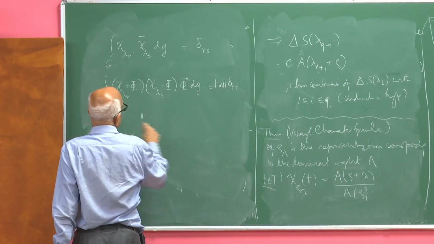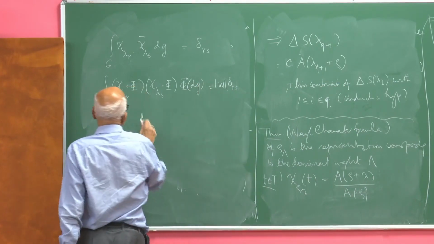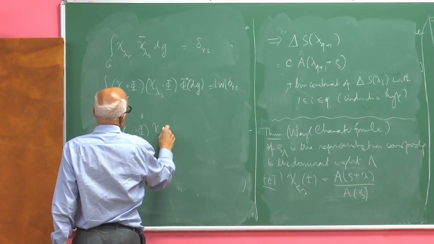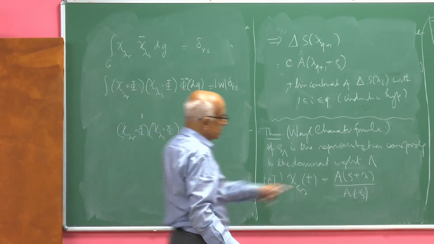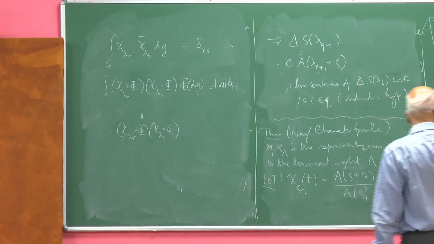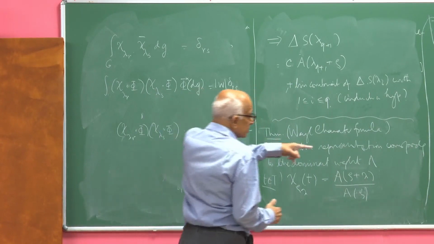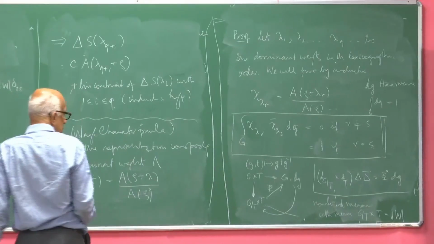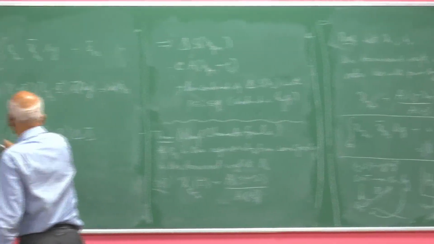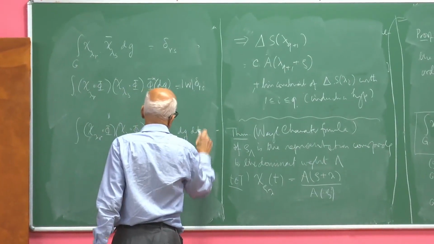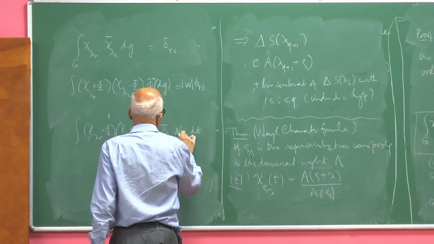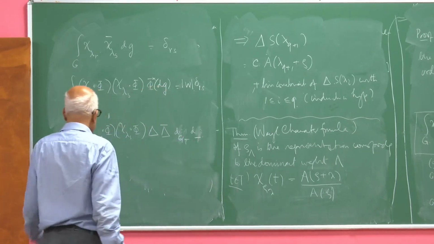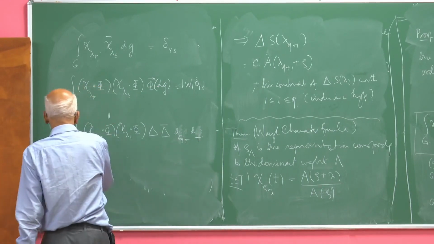This is the same thing as, we know that phi star dg is what, chi lambda r composed with phi, chi lambda s composed with phi, phi star dg is dt dg, I have written the delta bar dg dt, dg, g mod t dt is what I have. Okay, and this is equal to delta rs.